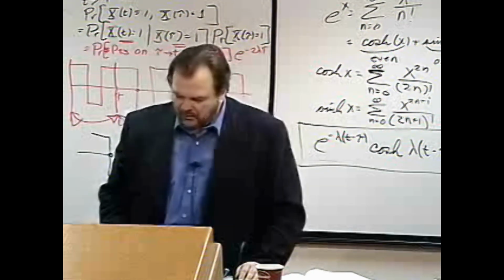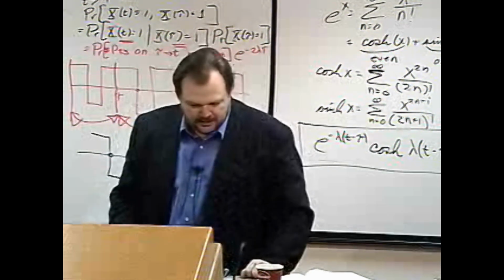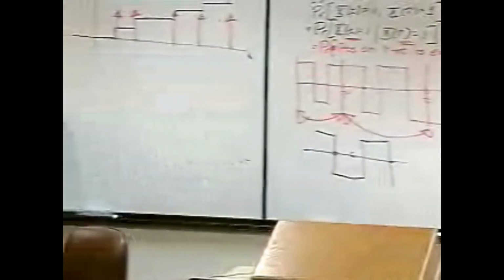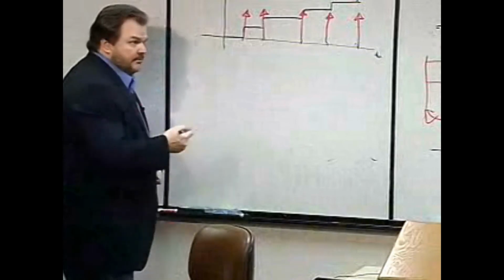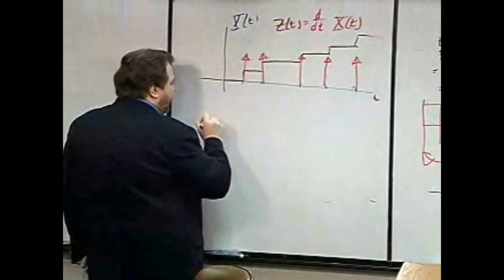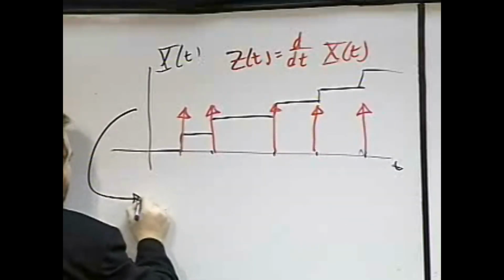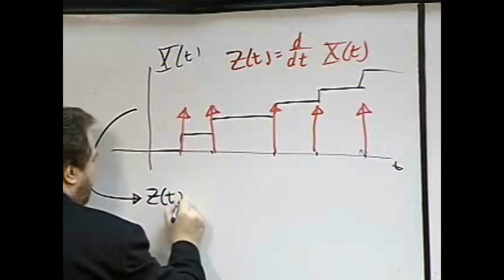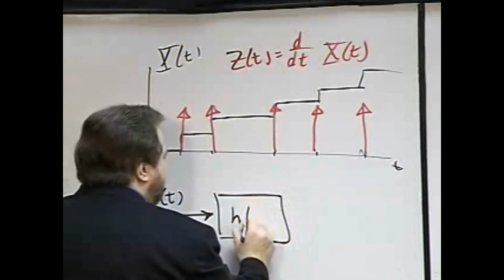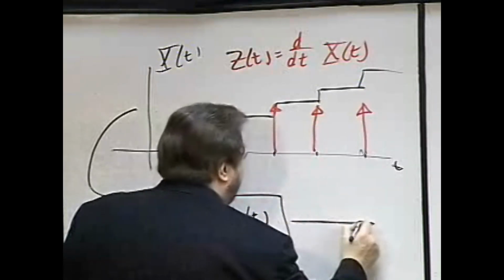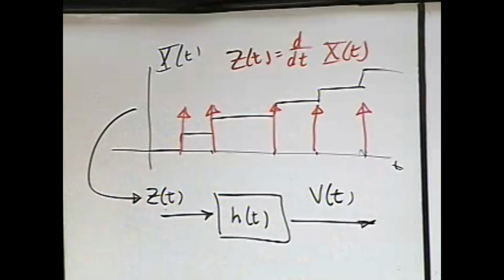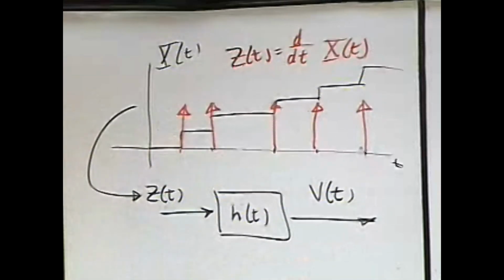Now, shot noise, which occurs in solid-state electronics and photocells and a number of other places, corresponds to doing the following. Taking z of t, we can think of it this way, running it through a linear time-invariant filter, remember this stuff, and getting out a process called v of t. Do you remember linear time-invariant filters? This is a double E class.